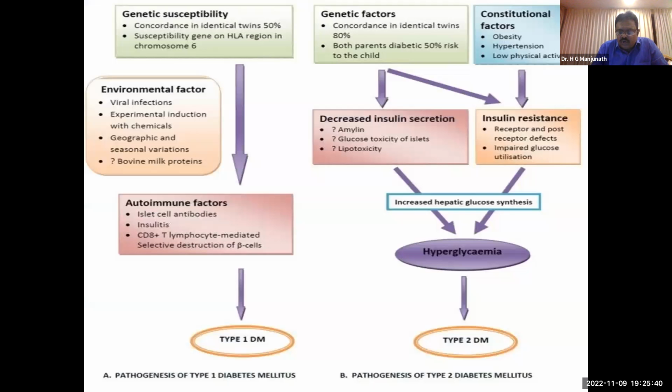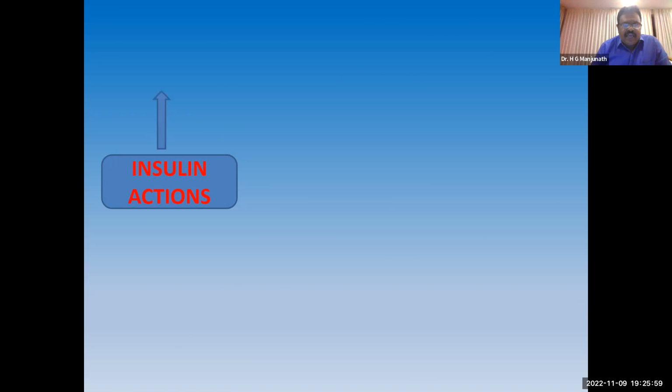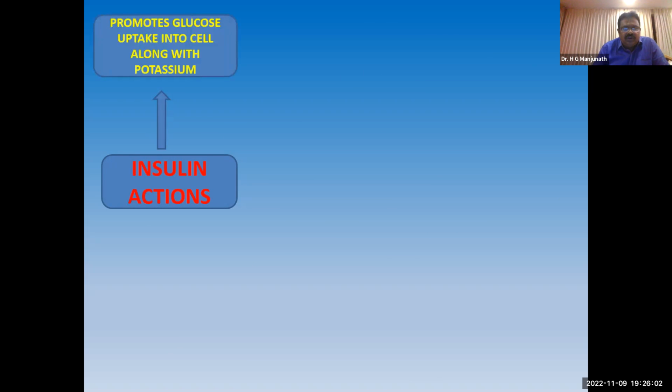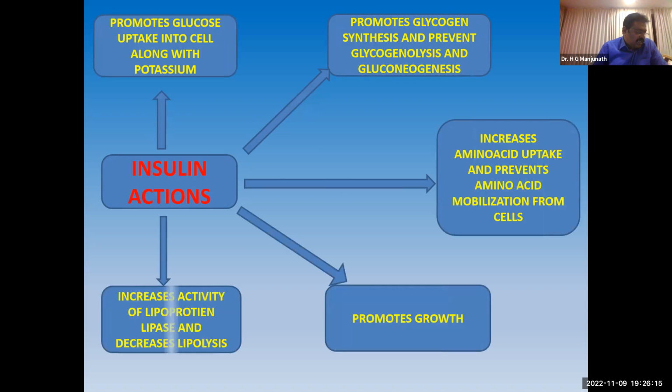As Madam said, there are two types of diabetes mellitus: type 1 diabetes mellitus and type 2 diabetes mellitus. In type 1, because of the progressive destruction of the islets of Langerhans, we get an absolute lack of insulin. And in type 2 diabetes mellitus, it is more of insulin resistance. Now coming to the insulin actions. Insulin has ubiquitous effects on carbohydrates, proteins, fat, and water and electrolytes. These actions are divided into anabolic and anti-catabolic actions.